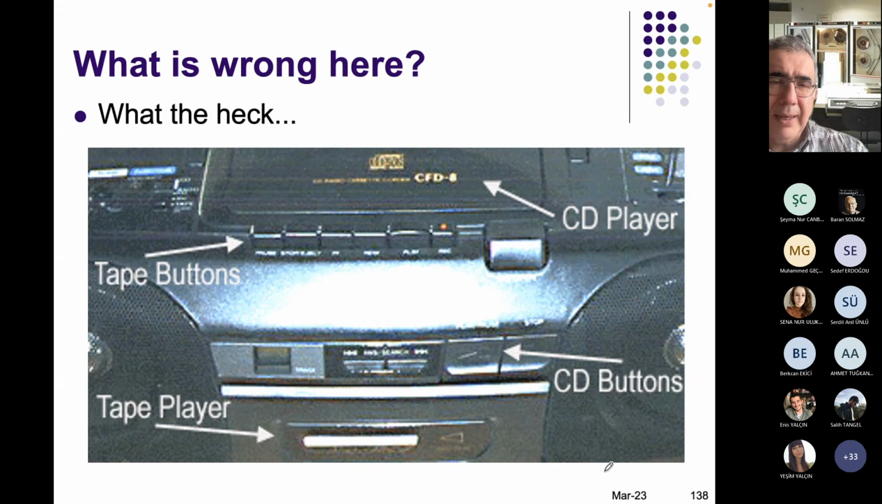One example, again, we have a CD and tape player together in a combined machine. Closest to the CD player are the tape buttons, and the CD buttons are placed next to the tape player. This is obviously due to some engineering limitation, but in terms of user experience, it's not a good way of designing an interface because the controls are inversely allocated.